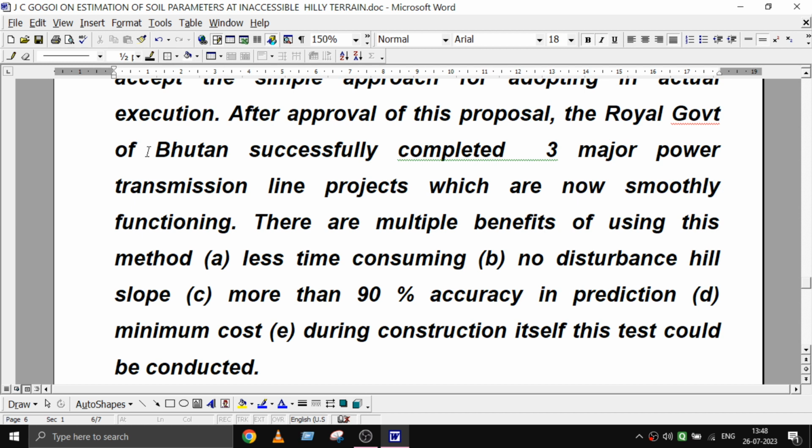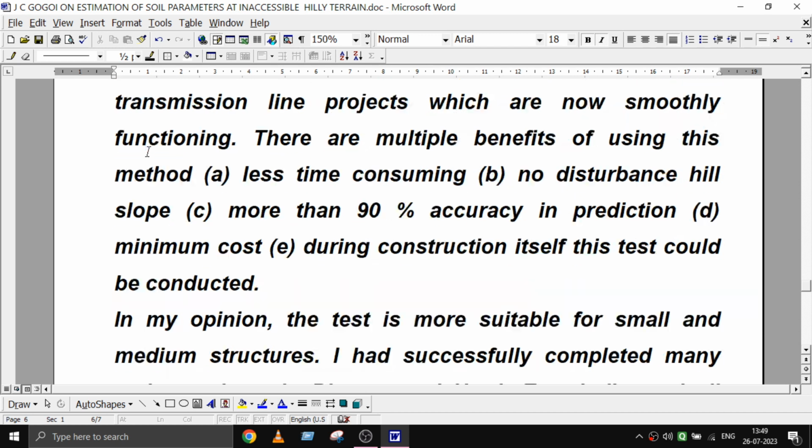It is reconditioned soil using some bamboo piles, and over that we provided a 1 meter thick granular cushion. Then we rolled it and we conducted the test, getting 28 ton, 30 ton SBC like that, with a negligible amount of settlement. So it is very simple. It is very easy. In my opinion, the test is more suitable for small and medium structures, say up to 10-story or 12-story buildings, where it can easily be conducted.